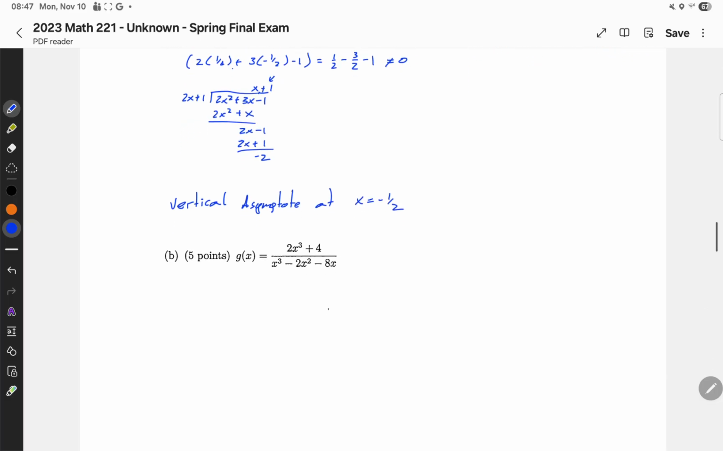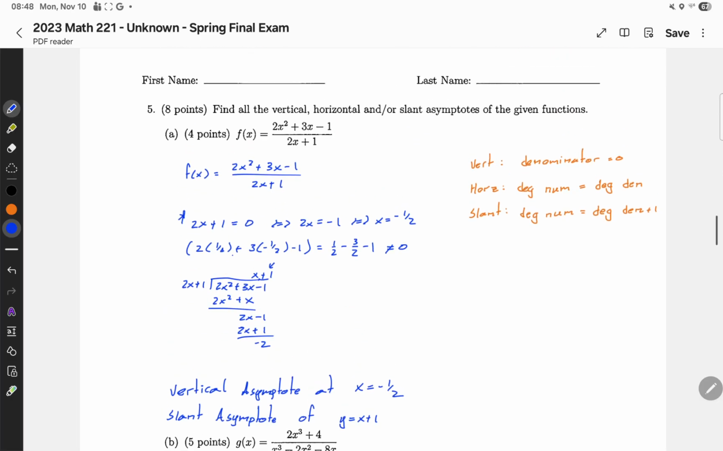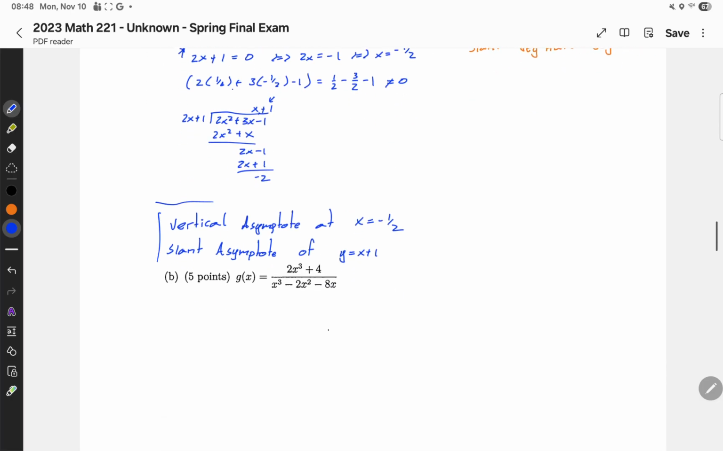So we're going to have a slant asymptote of x plus 1. I suppose I should say y equals x plus 1. y equals x plus 1. And I think that's all we need to do for this. Yep. Cutting into that in the next problem a bit.